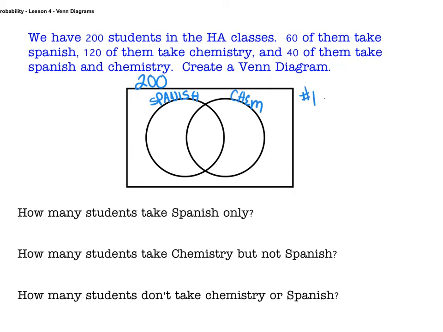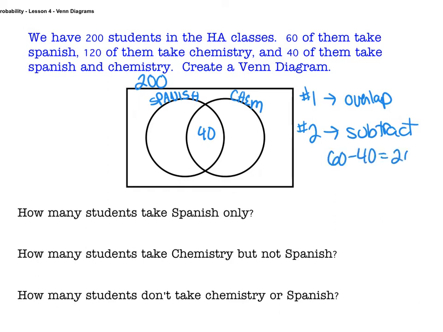To create a Venn, the first step has to be the overlap. The overlap is 40 kids. That goes in the center. They take Spanish and they take chemistry. Number 2, you're going to subtract to find the rest of the circles. So it says 60 kids take Spanish. 60 kids minus the overlap gives you 20 kids who only take Spanish, 40 kids that take both, but this is 60 kids total.